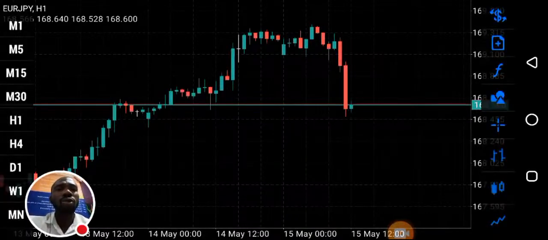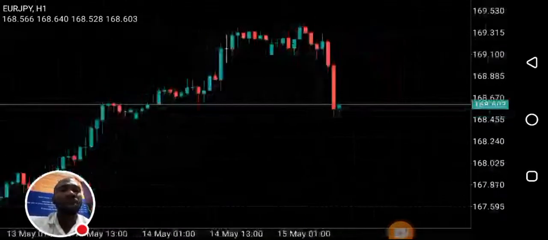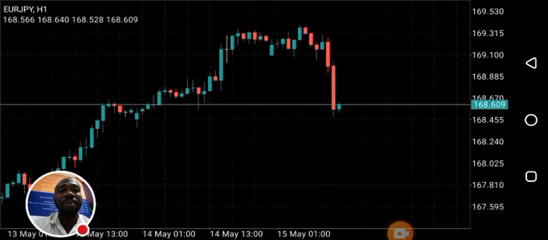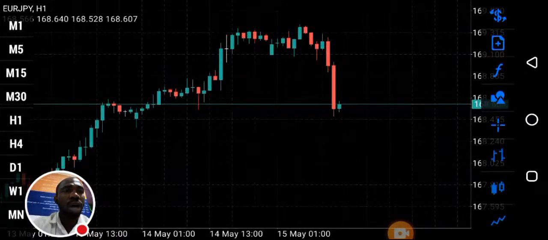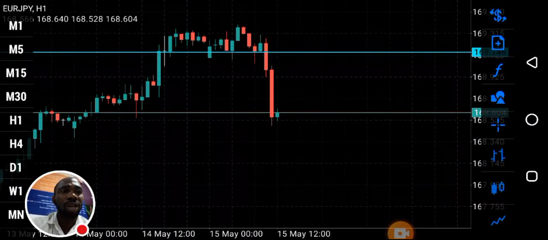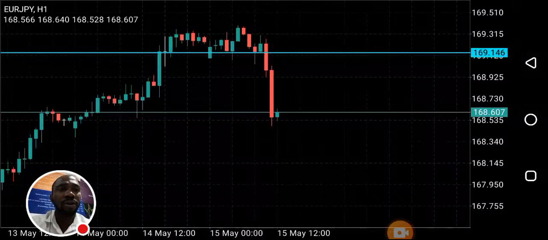Okay, so that's my take on Euro JPY. Euro JPY is bearish, but I will not advise that you sell now. As you can see, price has already moved. So if you are not selling Euro JPY already, wait for price to pull back to fill this fair value gap.